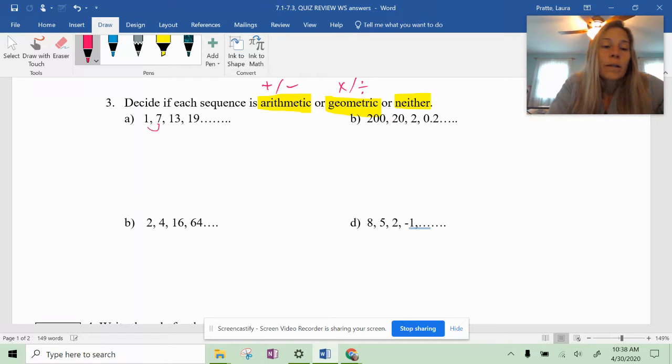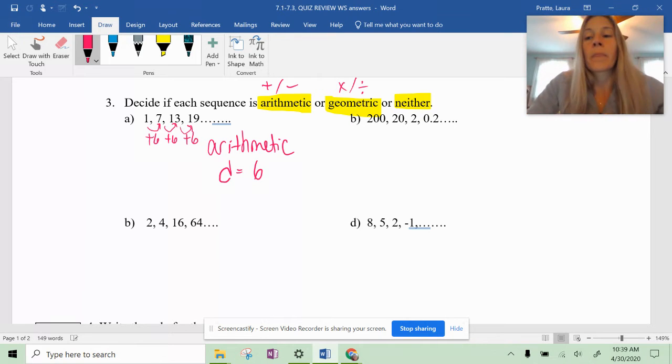So you want to look at the pattern, what's happening here. So to get from 1 to 7, and then 7 to 13, and 13 to 19, we're adding 6 to the previous term. So this would mean that this is arithmetic. And our common difference is positive 6.